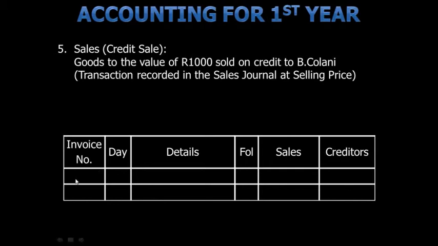So first we will enter the invoice number, the date of the transaction. In this case, the details will be the name of the creditor, the folio number, and then the amounts involved. 1,000 Rand under sales and 1,000 Rand under creditors.